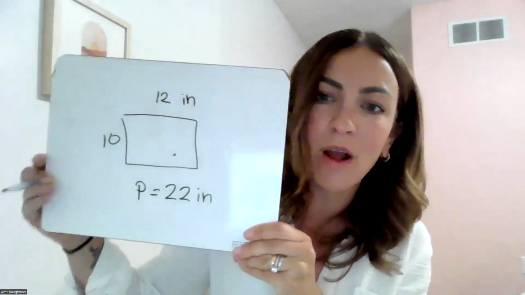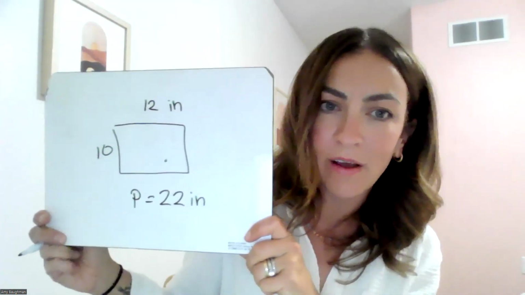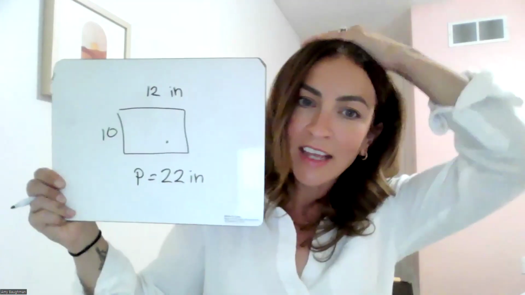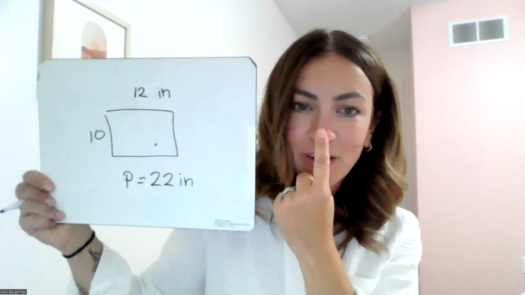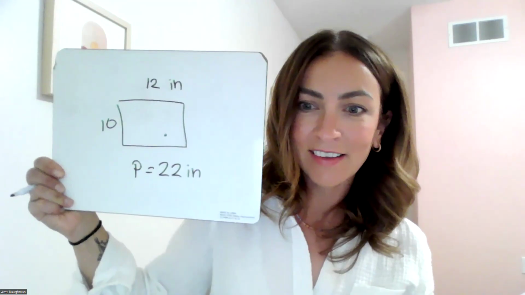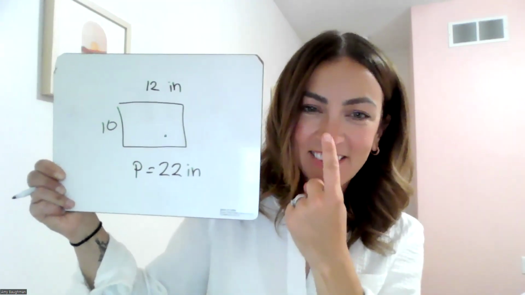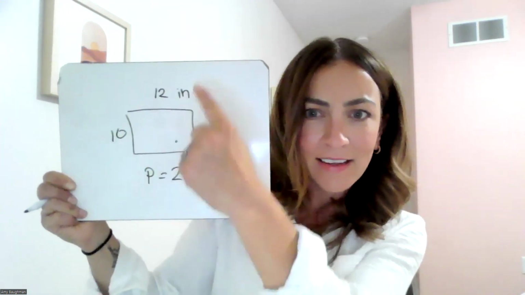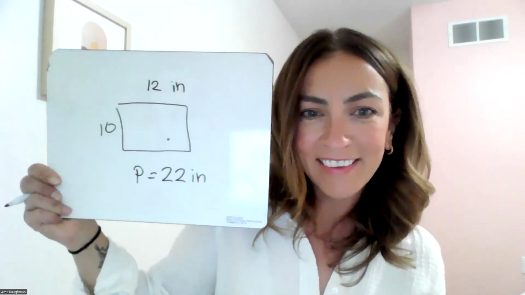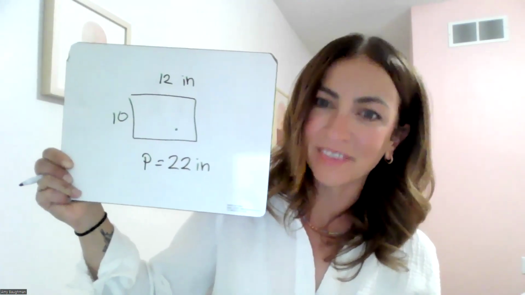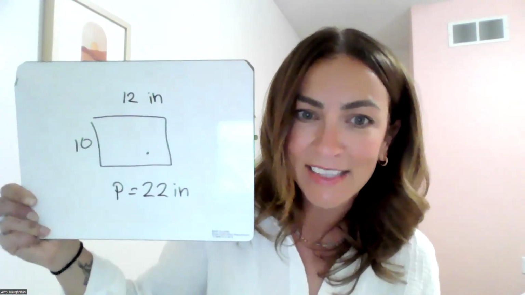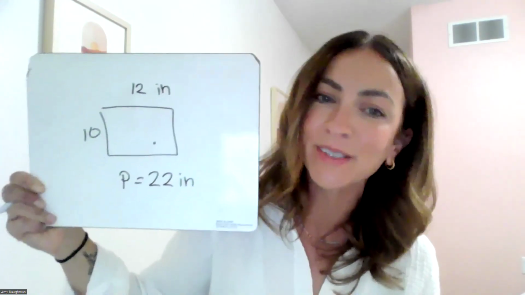Okay, so for our next problem, I have 10 and 12 for my dimensions, and I have perimeter equals 22 inches. Hand on your head for true, finger on your nose for false. You guys got it. Very good. It is false. Why is this false? I added my length plus my width. Good, because opposite sides are the same. So I need to not just add 10 plus 12, but 10 plus 12 again. Good work.